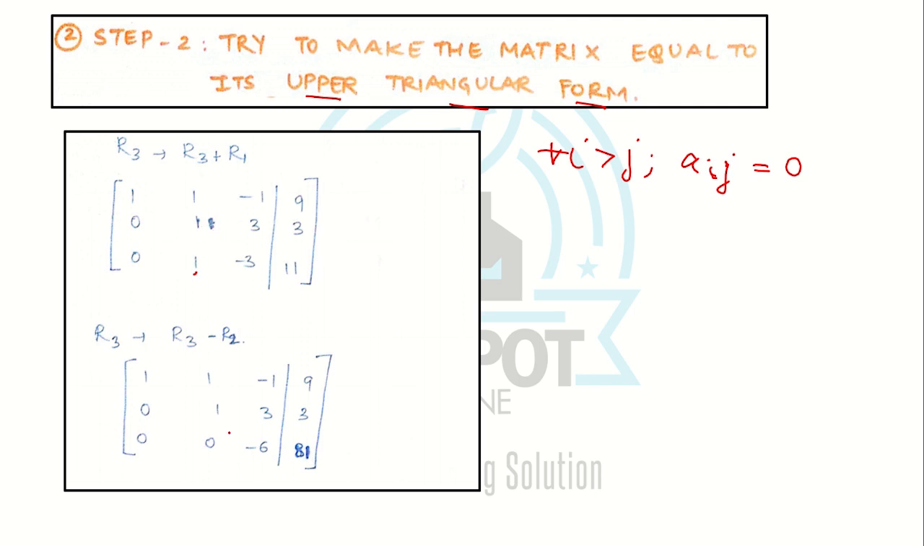So this 0 remains as it is. 1 minus 1 becomes 0. -3 becomes -6. Now this is an upper triangular matrix. Because if you look at the principal diagonal, right here, all the elements below the principal diagonal are actually 0. Therefore, it is an upper triangular matrix.